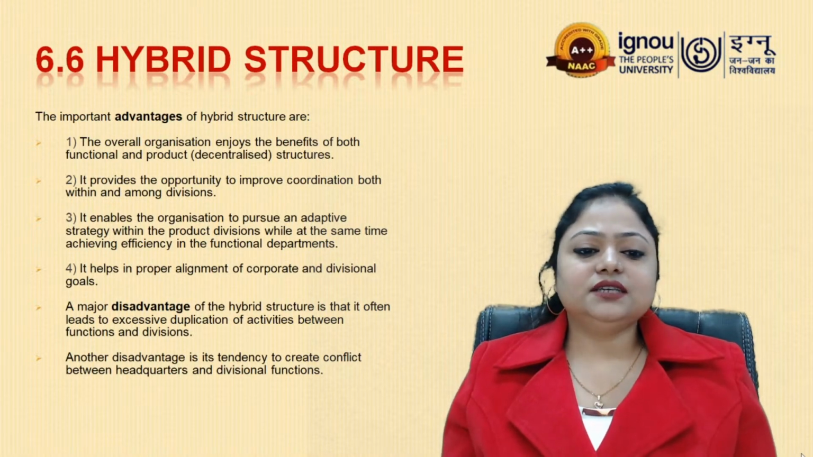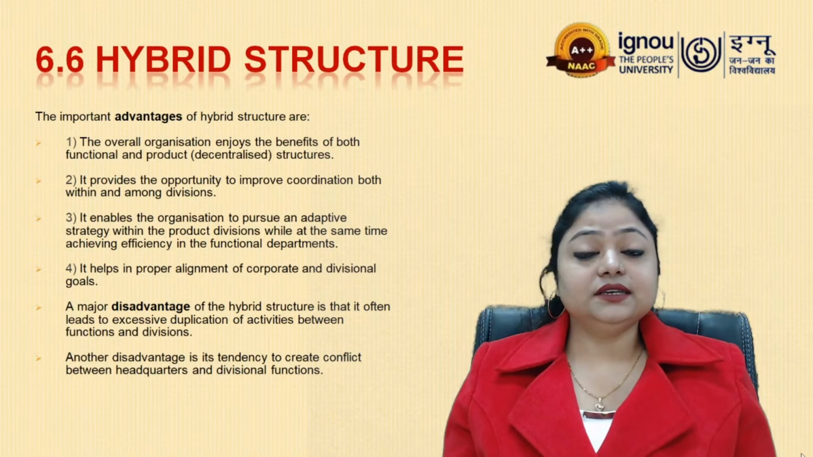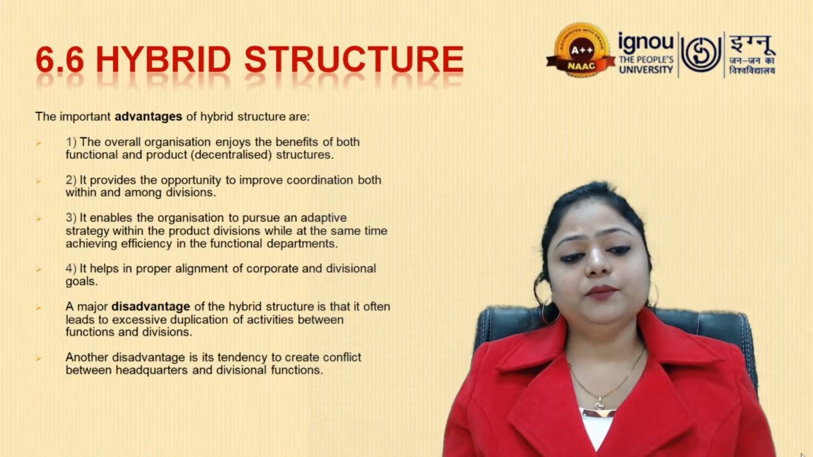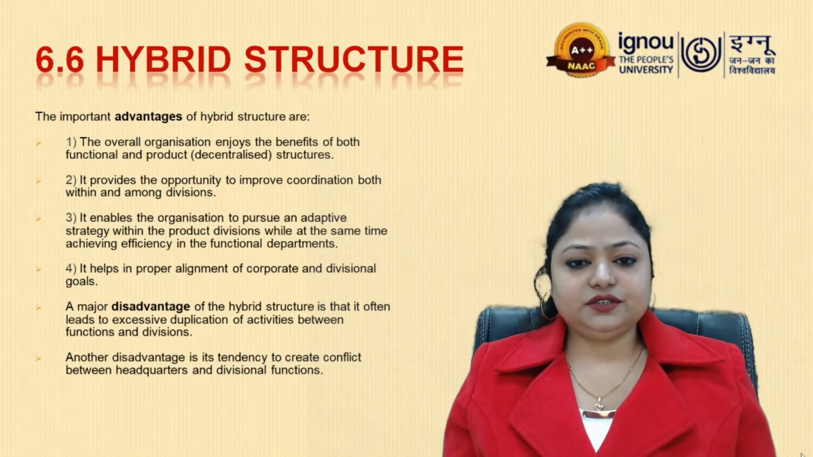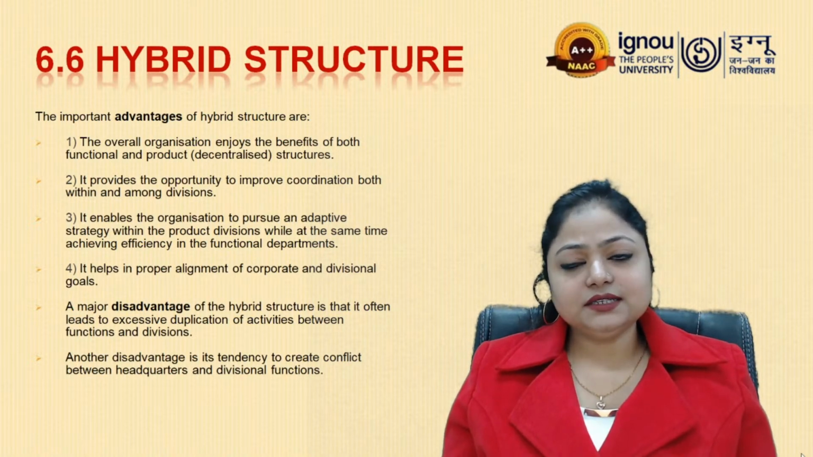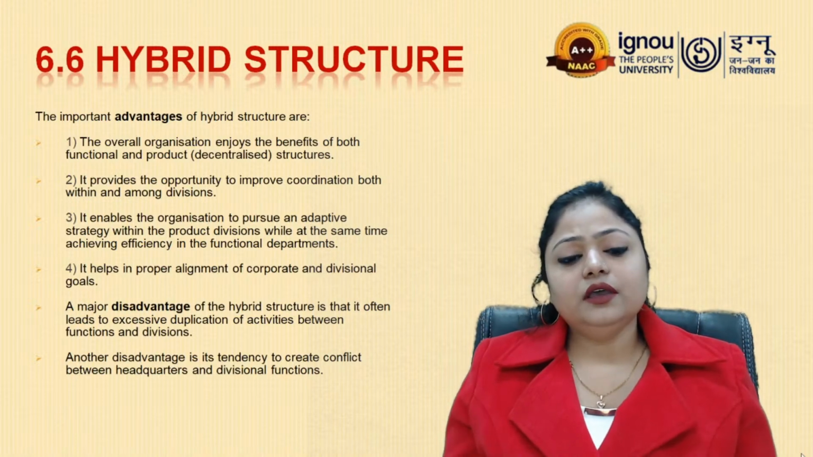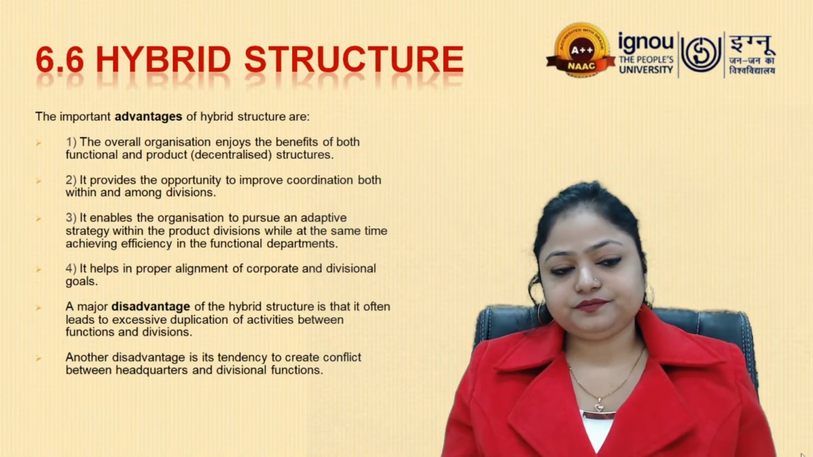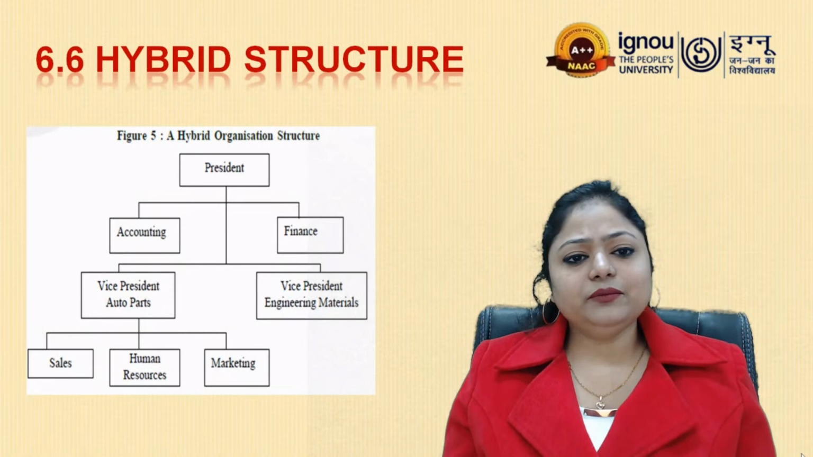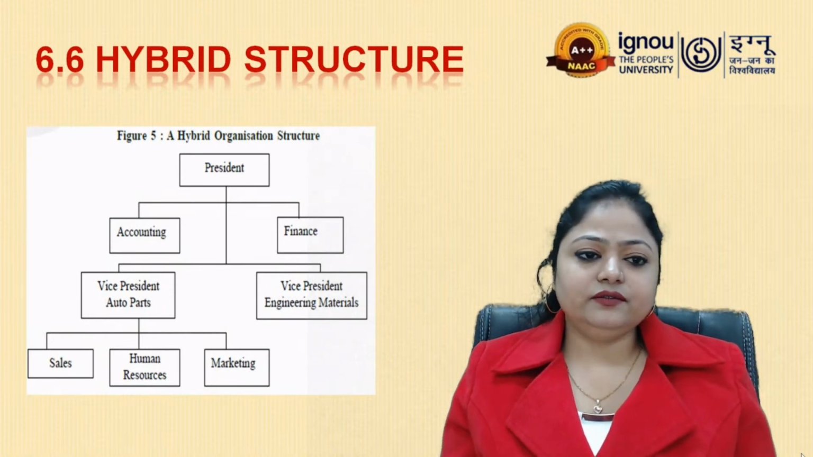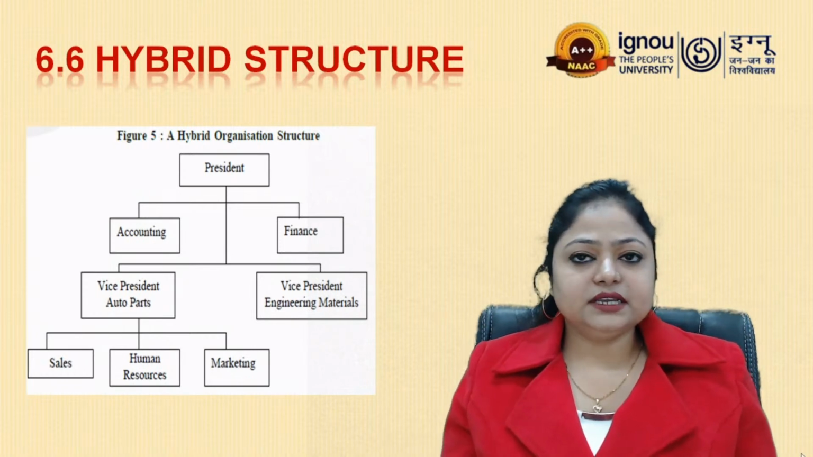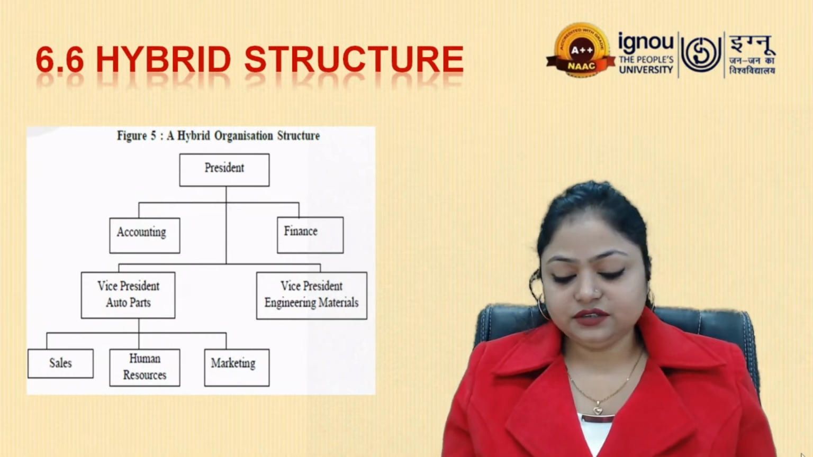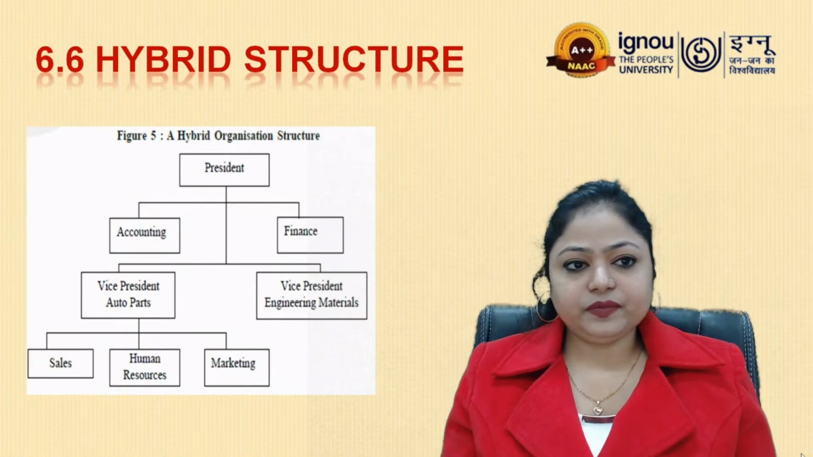A major disadvantage of this hybrid structure is that it often leads to excessive duplication of activities between functions and divisions. Another disadvantage is its tendency to create conflict between headquarters and the divisional functions. So this can be an outlook or a chart which a hybrid organization could have. We can view this and understand it in a better way.